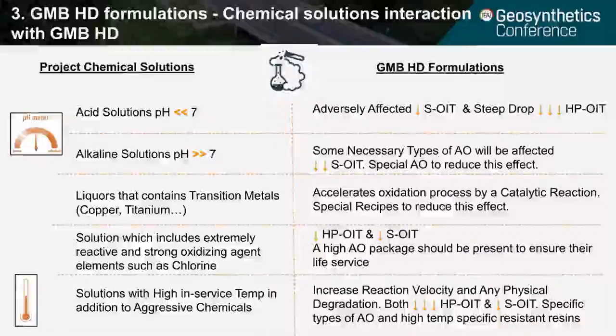Also, solutions with high in-service temperature in addition to aggressive chemicals, as we have seen before, would impact severely the antioxidant package, with both standard and HPOIT showing a decrease. The solution for that would be the use of specific types of antioxidants with higher molecular weight and specific HDPE resins that will help better with permanent exposure to high temperature.